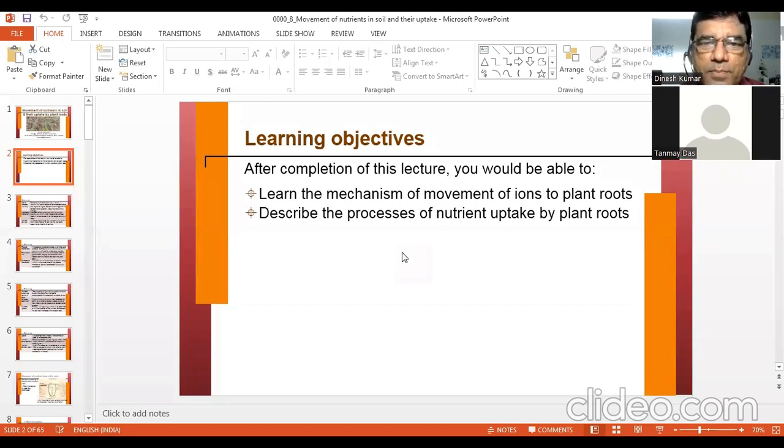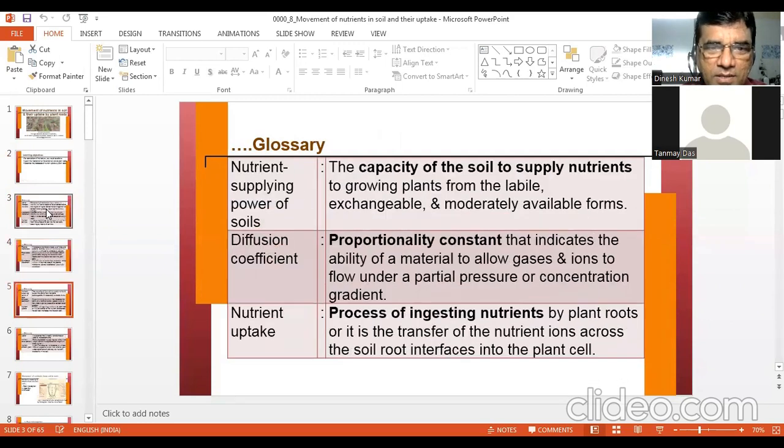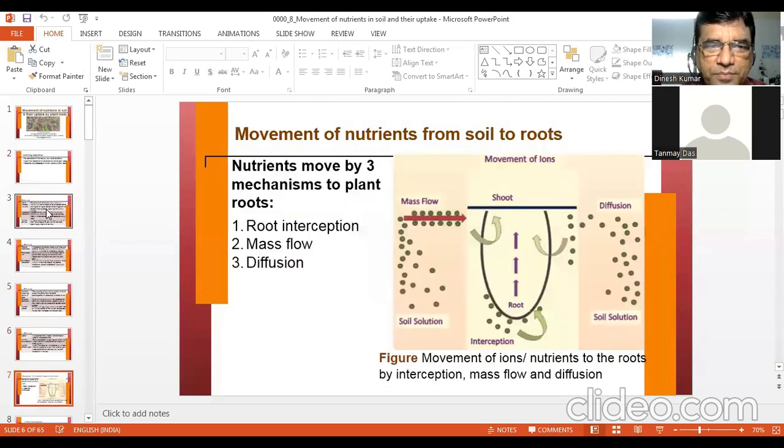And then describe the process in detail, how they exactly enter into the root and how they get transported from cell wall up to the xylem. And we got some terminology in the last lecture, and then movement of nutrients from soil to roots. So root interception or contact exchange, you can say, and then mass flow and diffusion. These are the three means by which there is contact of roots and nutrients.